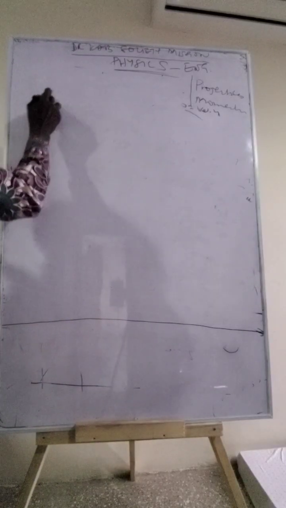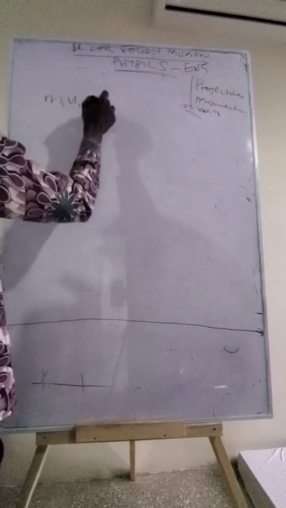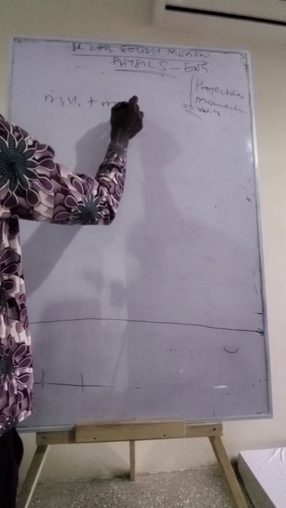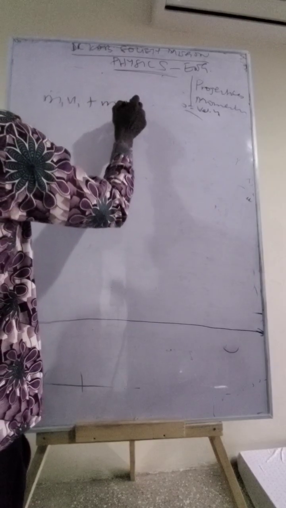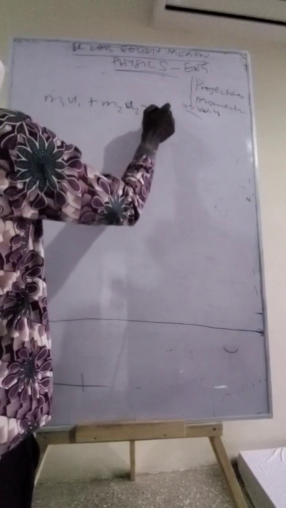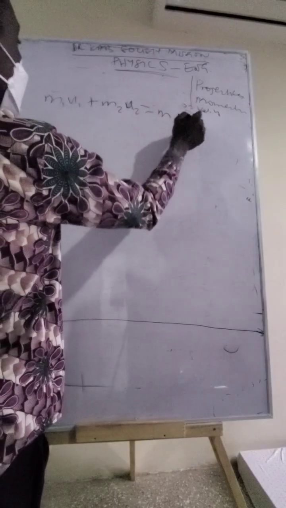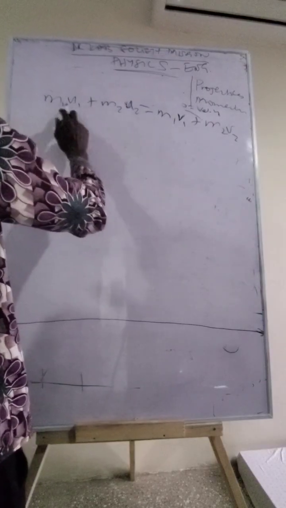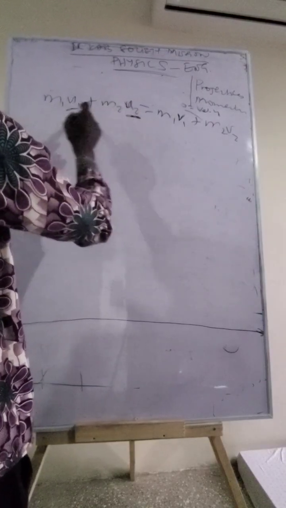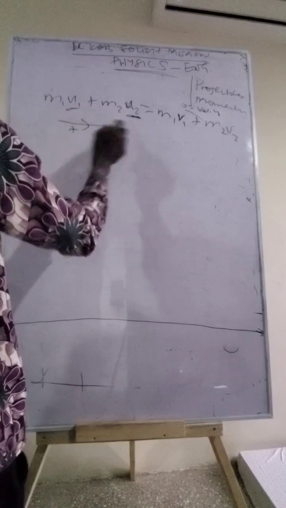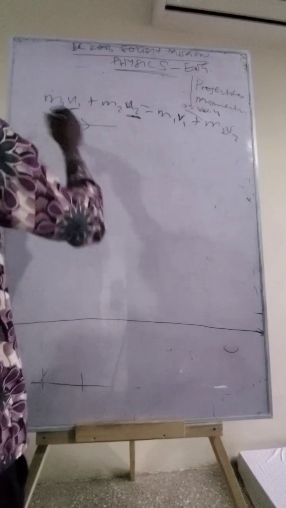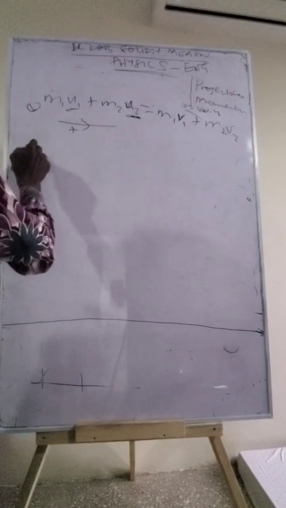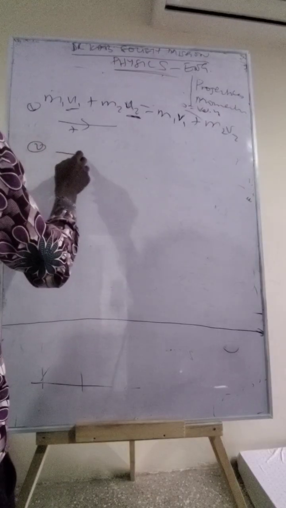So all that I'm saying is that you just need to get your m1 u1 plus m2 u2 is equal to m1 v1 plus m2 v2. Okay, that's it. So you put the values in, always note the direction, choose a particular direction as positive. The rest, if you are going opposite, is negative. So this one, when you work things out. But in the second one, sometimes when they are coming, it's like that.